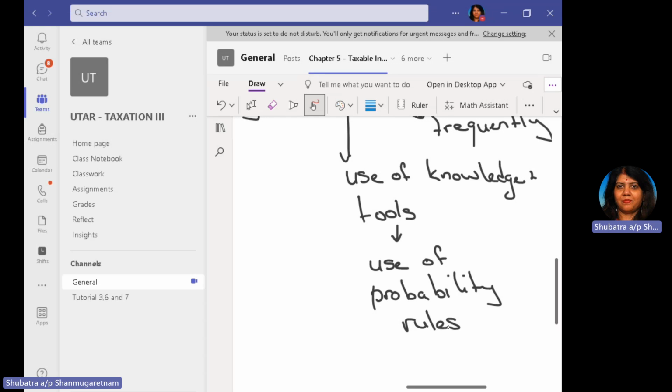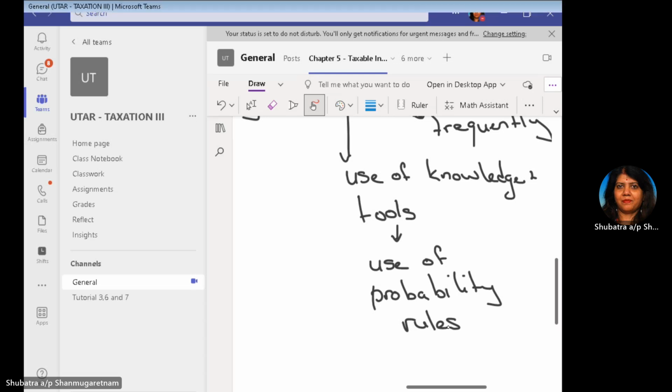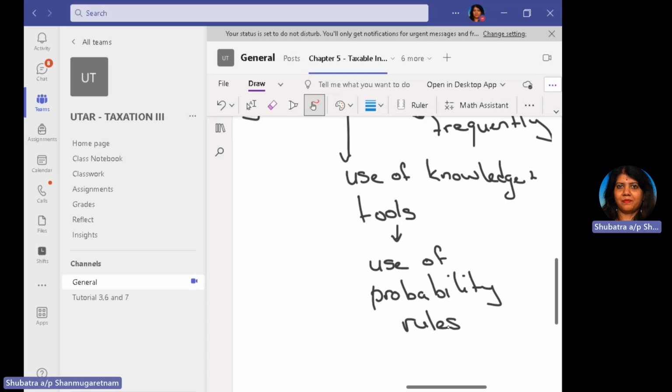So please bring your stationeries. Pen, pencil, eraser, and most importantly, stapler. Please bring your staplers. All right? Send me a message. All right, so please bring your stationeries.